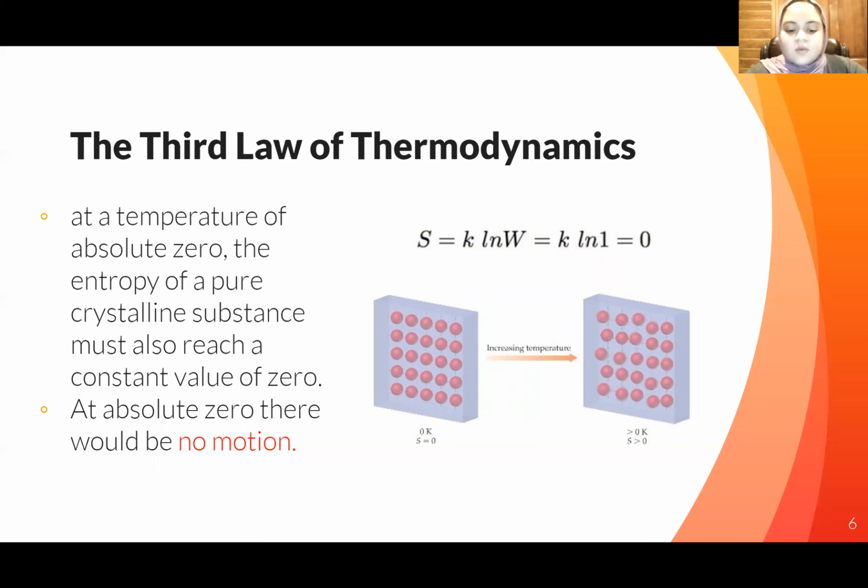This can be seen in the equation S equals K ln W, where S is entropy, K is Boltzmann's constant, which relates the average kinetic energy of a particle in a gas with the temperature of the gas, and W is the number of microstates, the number of possible arrangements of a molecule's motional energy. When the number of microstates is 1, or there is only one possible arrangement of the motional energy of that molecule left, the entropy is 0, which makes sense because that means the molecule can't move, and we know that there is no motion at absolute 0.